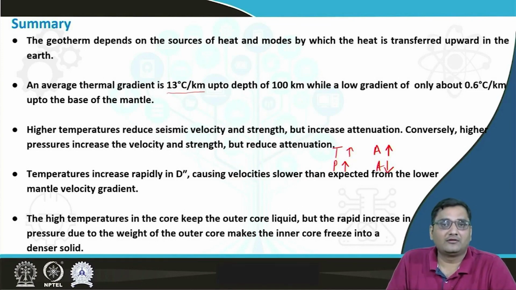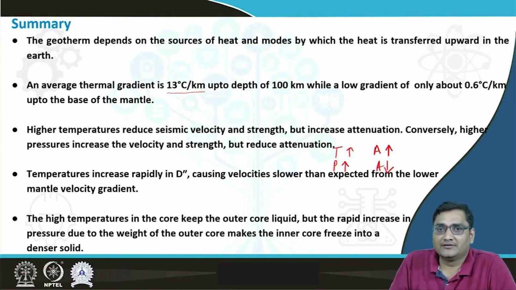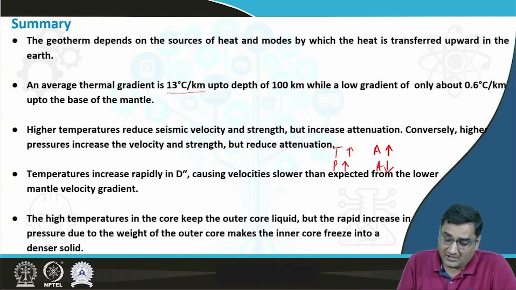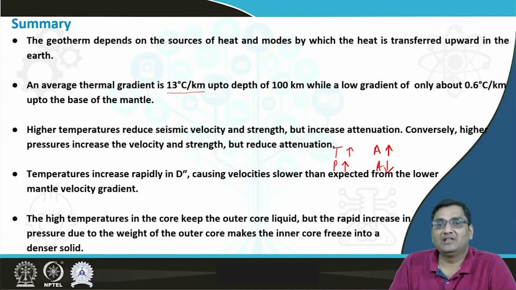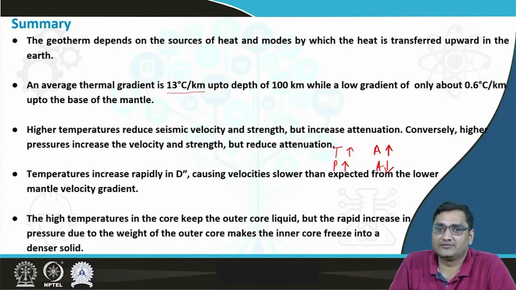If we compare the thermal gradient of the upper mantle, maybe up to 100 kilometer, and the D double prime layer, then both are more or less similar to each other. And in the D double prime layer, because the gradient is too high, it basically reaches the solidus, but it doesn't touch it. The high temperature in the core keeps the outer core liquid, but the rapid increase in pressure due to the weight of the outer core makes the inner core freeze into a denser solid.